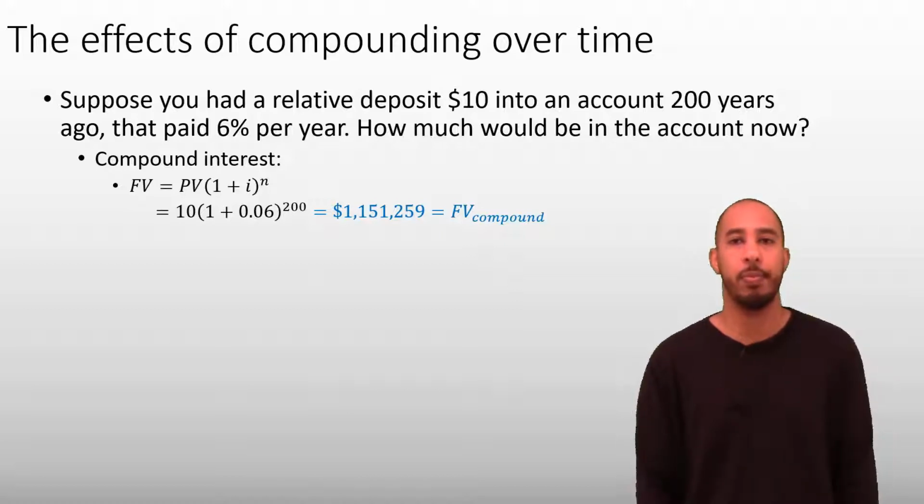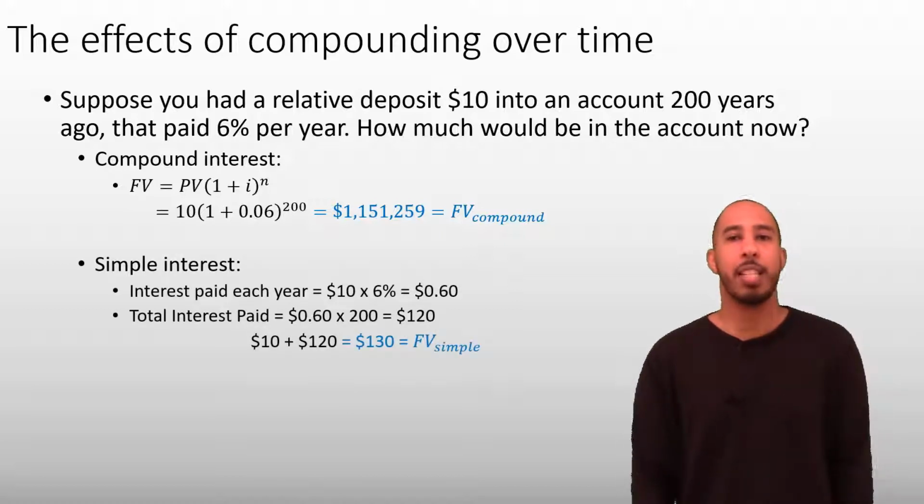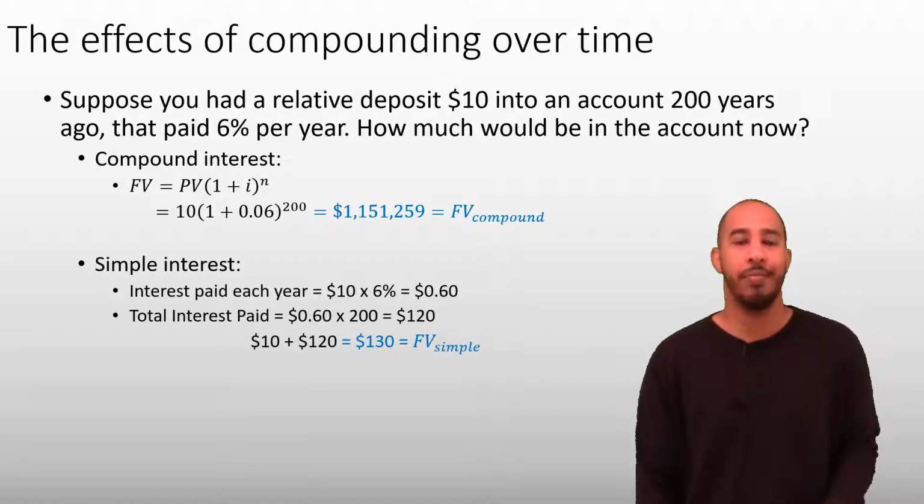Now let's imagine the same scenario, but instead of your relative putting money into a compound interest account, he made the mistake of putting it into a simple interest account. Let's figure out how big of a mistake that was.